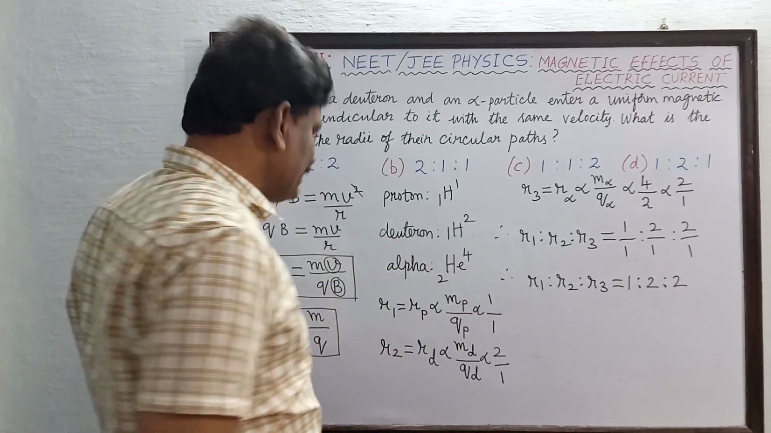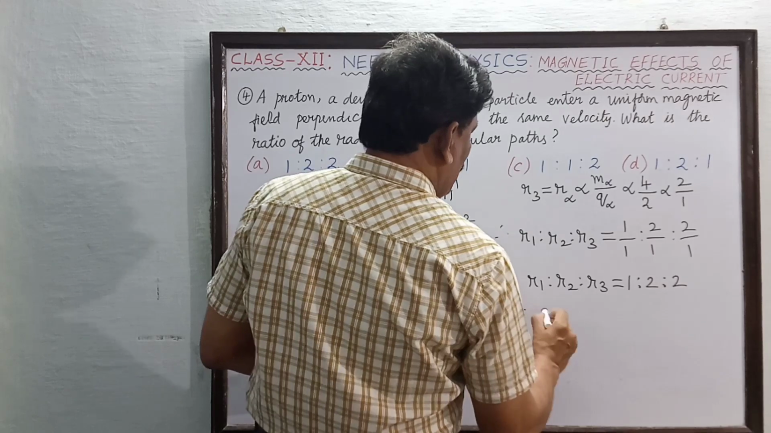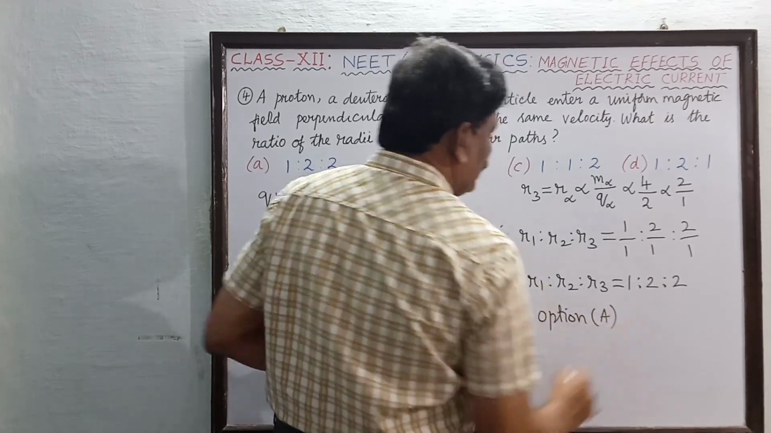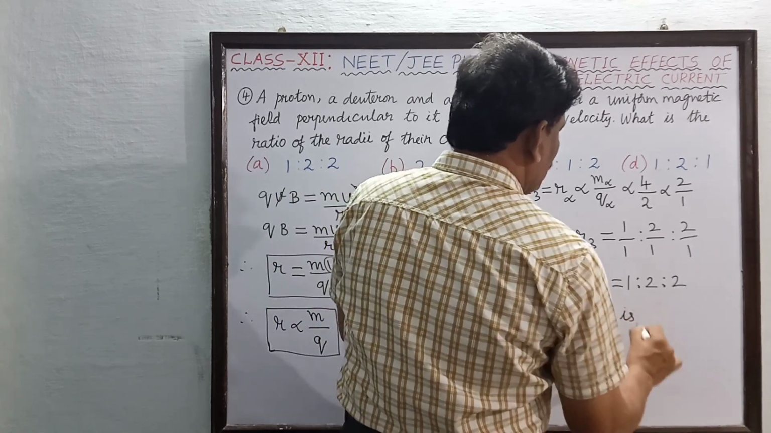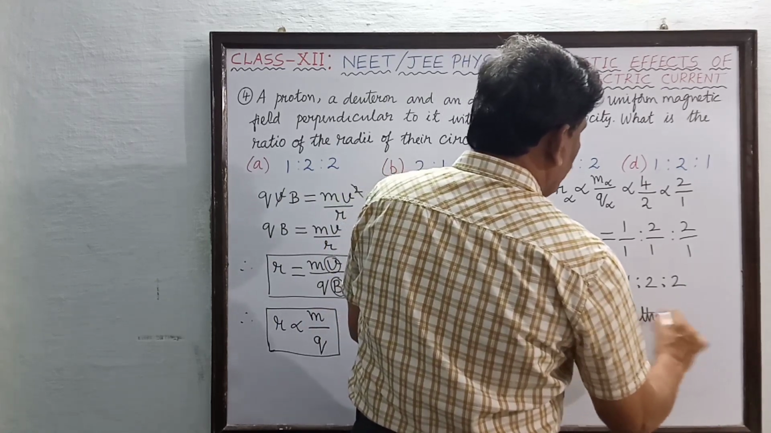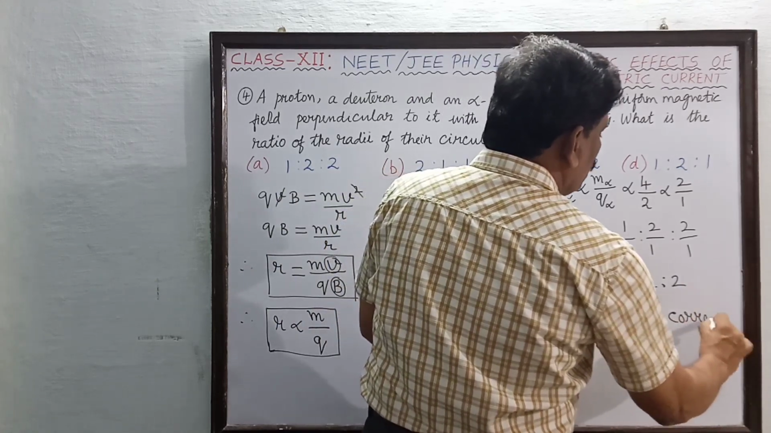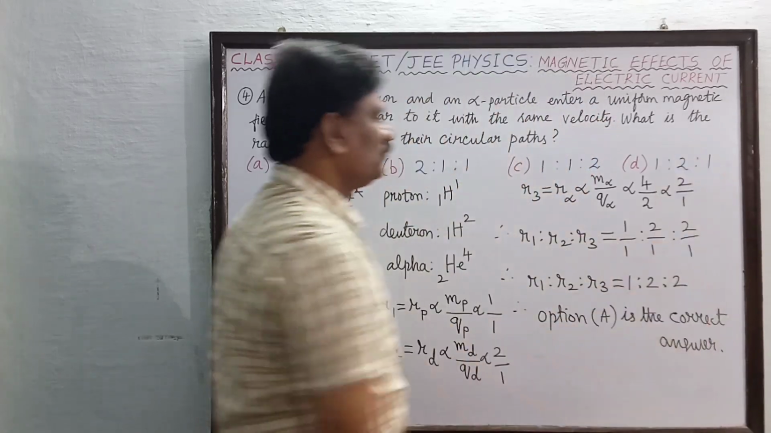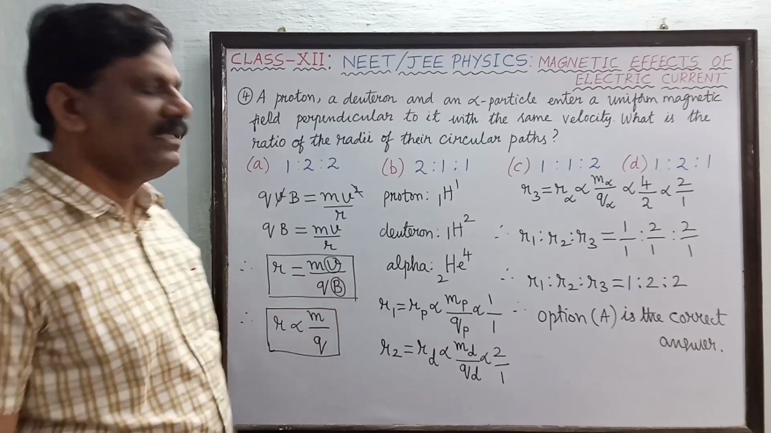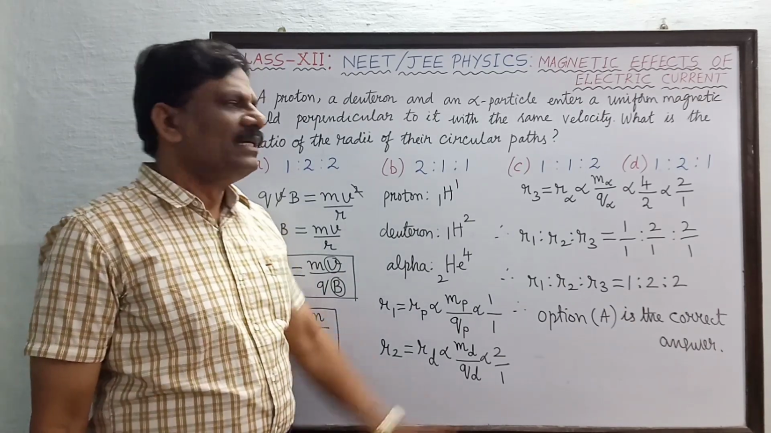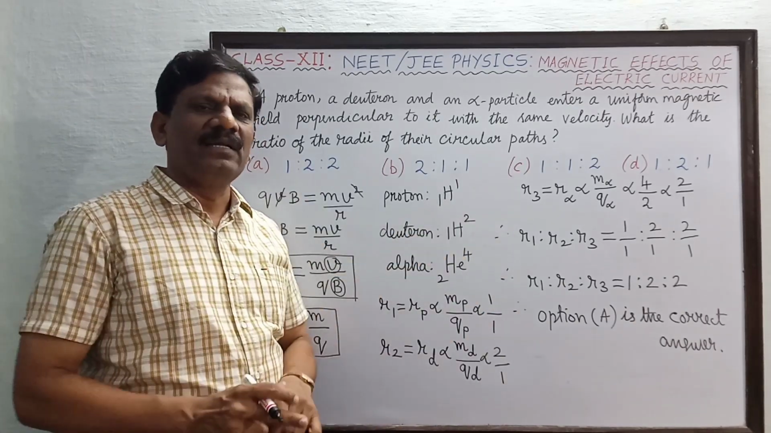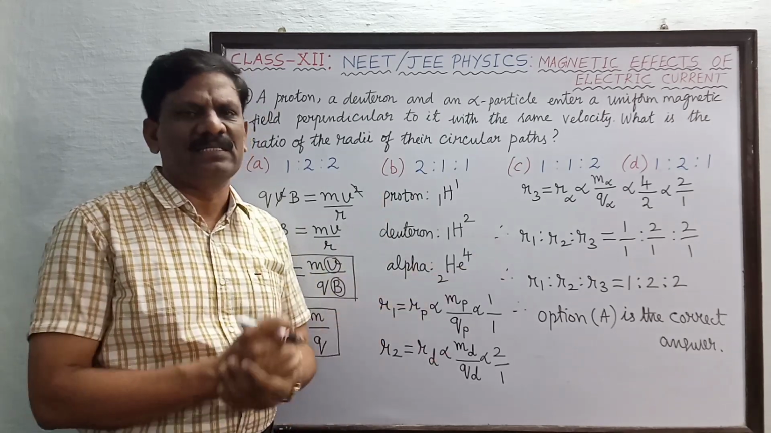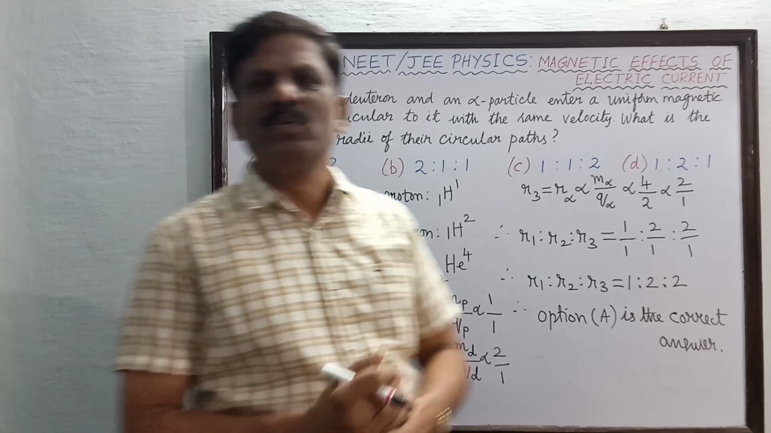Are we getting the same answer? Therefore, which option is correct here? Option A, that is 1 is to 2 is to 2. So option A is the correct answer. How interesting and easy such numerical problems are. This has been repeatedly asked in almost all the competitive exams like NEET and JEE and also many other exams. I hope you must have understood this well. Fine.